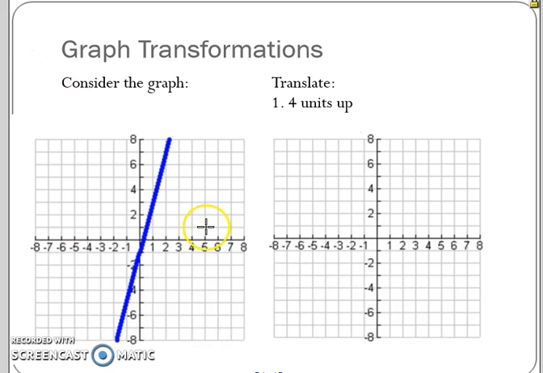Let's do one more. Please pause the video and I want you to try this one. And then you're going to check it when you're done. Pause the video. So I picked 2 points and I went 4 units up on the y. And here's my new graph.